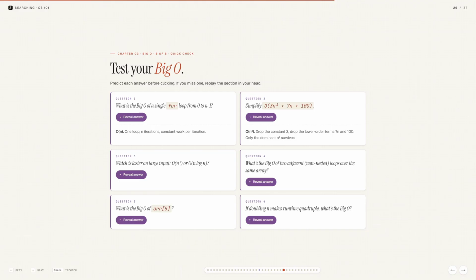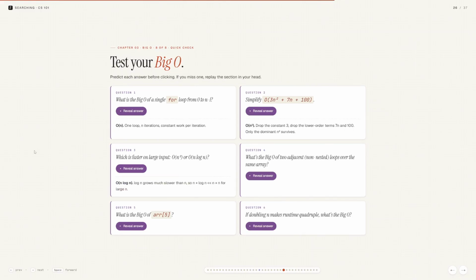Question 3. Which is faster on large input? O of n squared or O of n log n? Now, here's what's expected. N log n is faster. Log n grows slower than n itself, so multiplying by log n is gentler than multiplying by n.